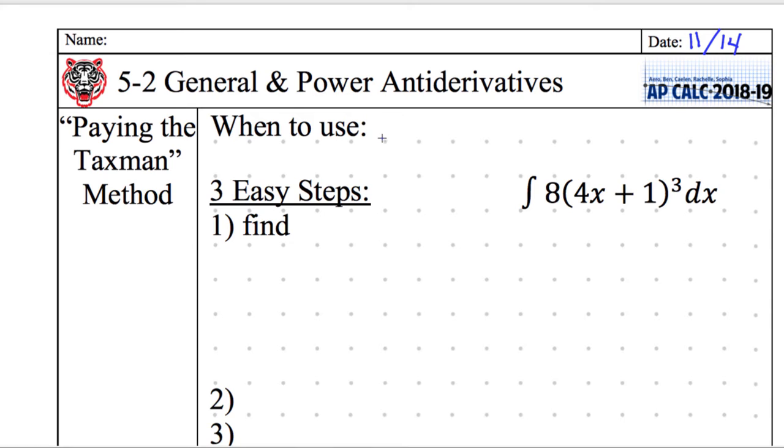So when are we using this? It's when the derivative of the inner, so when your d-inner, is not equal to 1. For example, look at this guy. What is the d-inner of this? 4. Dinner is not 1, therefore you're using the taxman.